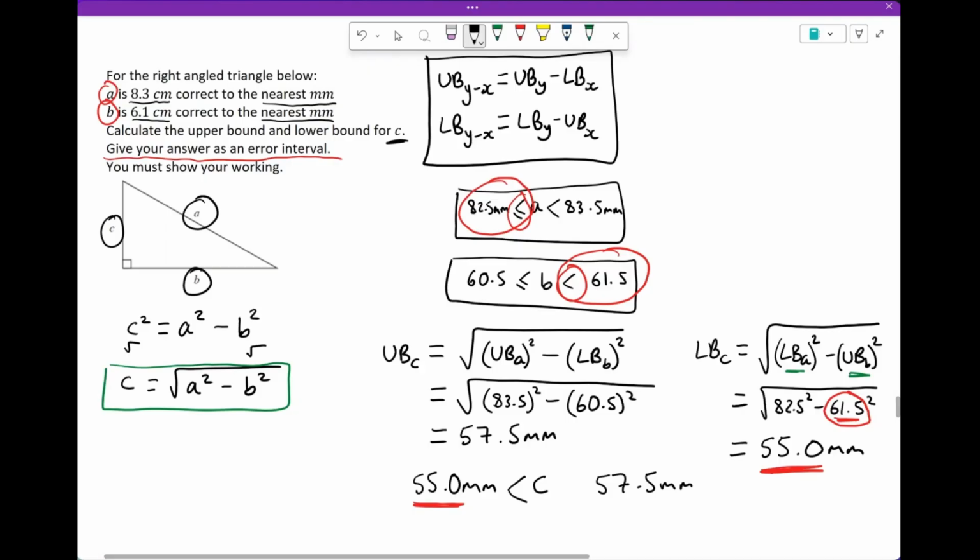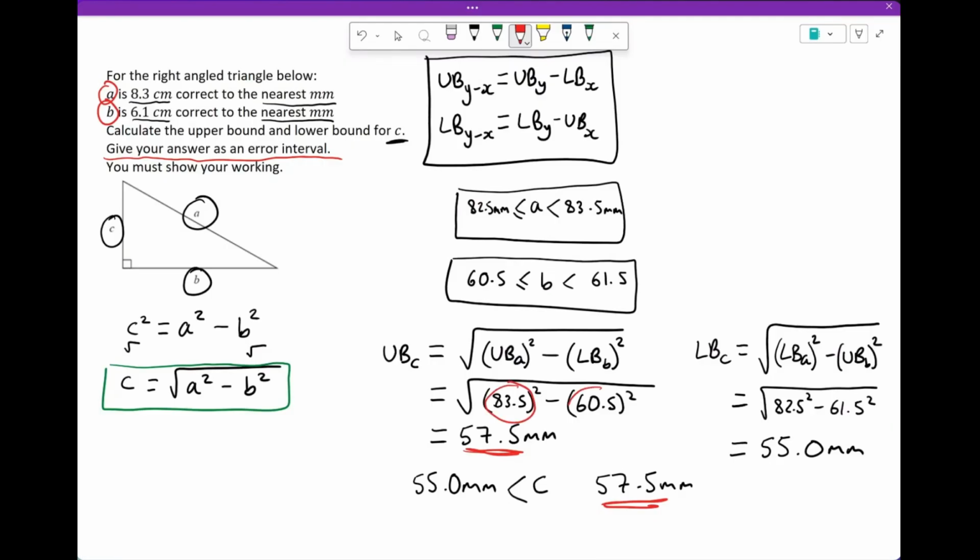Now let's consider our upper bound. So our upper bound was the 57.5, so let's just consider where that came from. So that's written over here. And let's look at which values we used to obtain that. Well, we used the 83.5 and we used the 60.5. So let's investigate whether we can actually be equal to those numbers. Let's start with the 83.5.